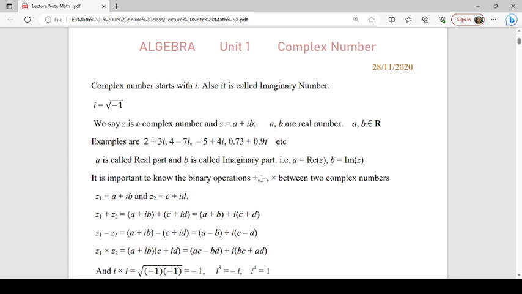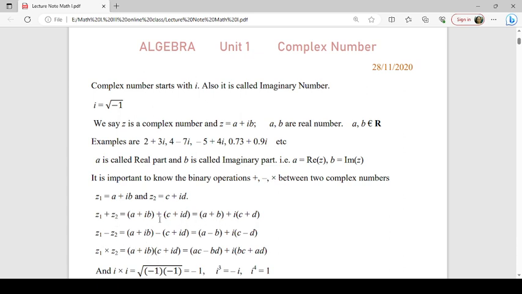And our addition, subtraction and product are like this. Say a plus ib and c plus id, we are adding them. So z1 plus z2: in place of z1 we write a plus ib, in place of z2 we write c plus id. When we add, real part goes to real part.